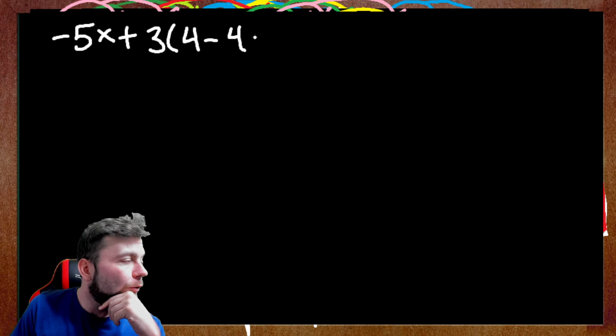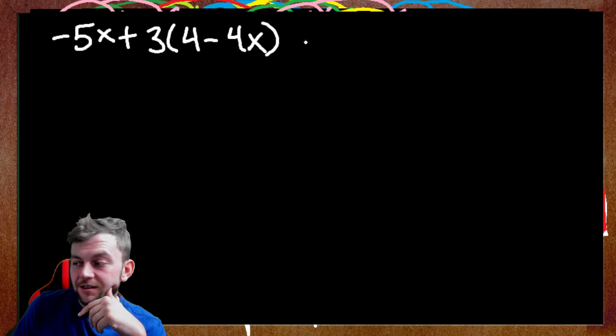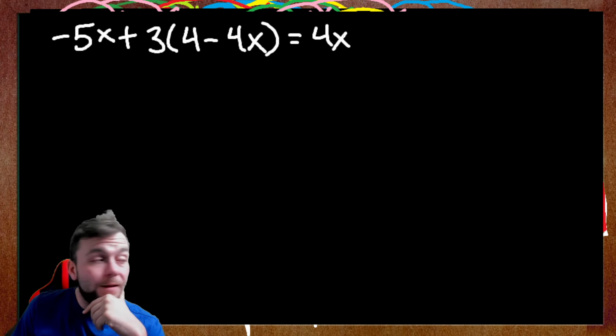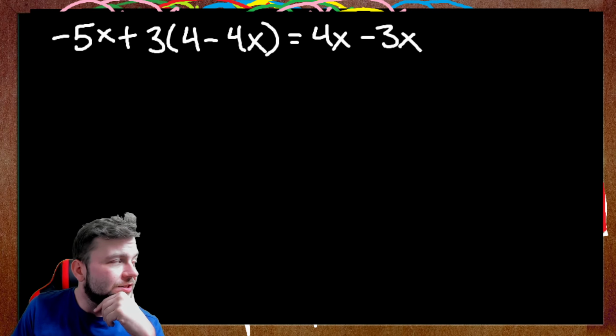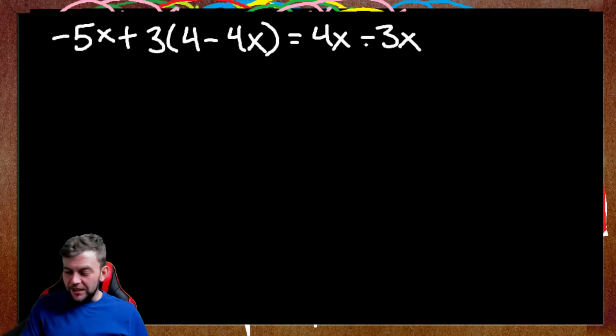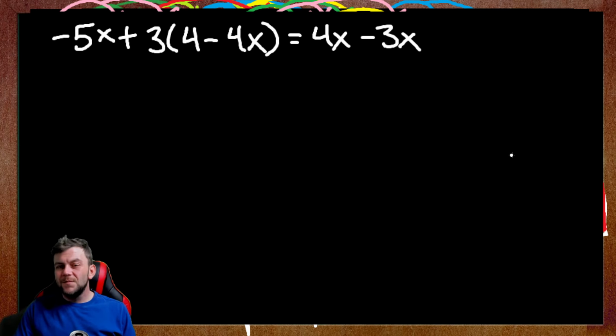We have a negative 5x plus 3 parentheses 4 minus 4x equals 4x minus 3x. Did we do this one already? I don't think we did. We might have.